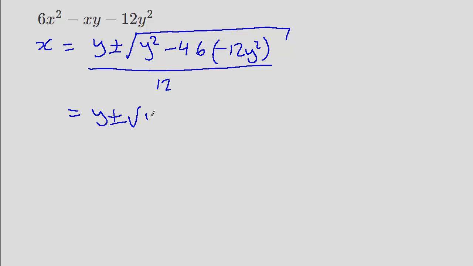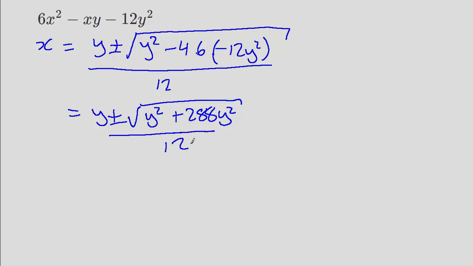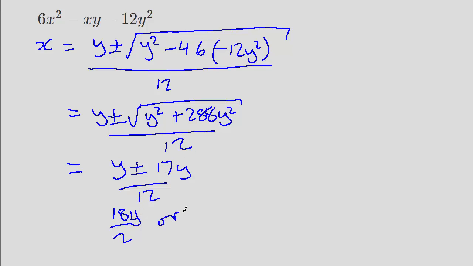So x is equal to y plus or minus the square root of y squared plus 288y squared all over 12. The square root of 289 is 17, so that is equal to y plus or minus 17y over 12. So we're going to get y plus 17y, so that's 18y over 12. And if that's minus, then we're going to get minus 16y over 12. That's meant to be 12, isn't it?